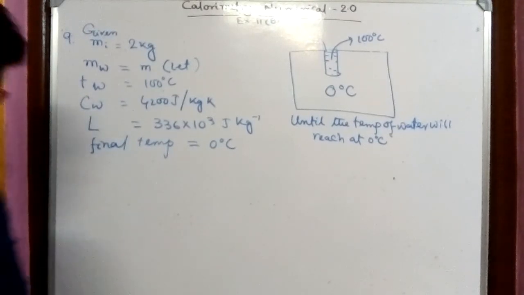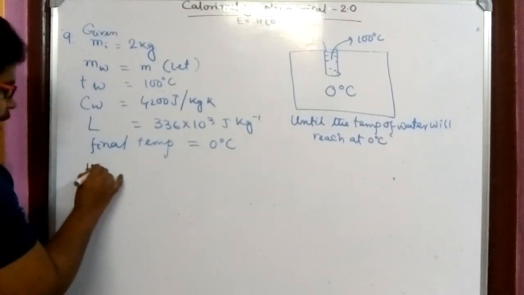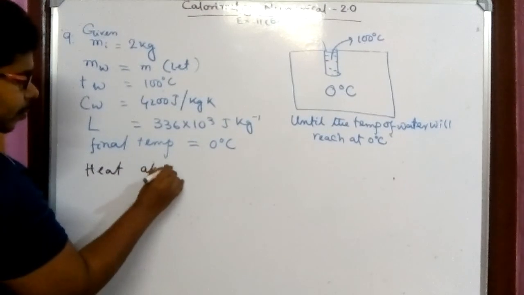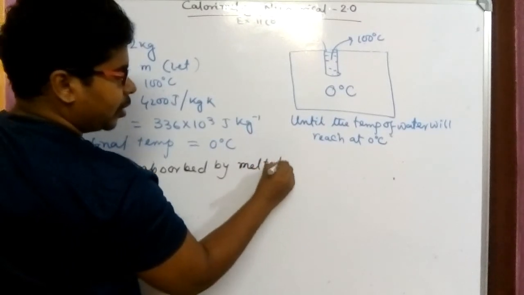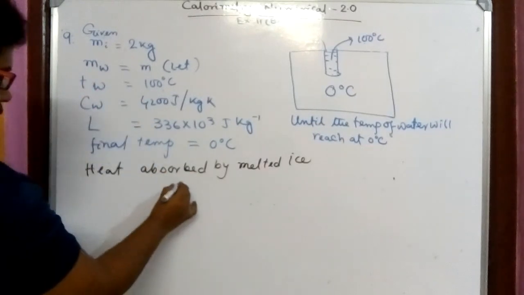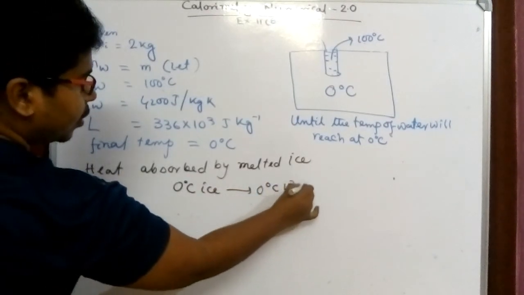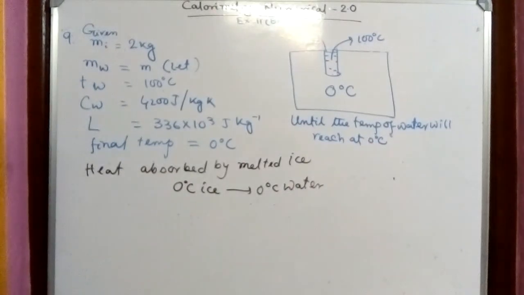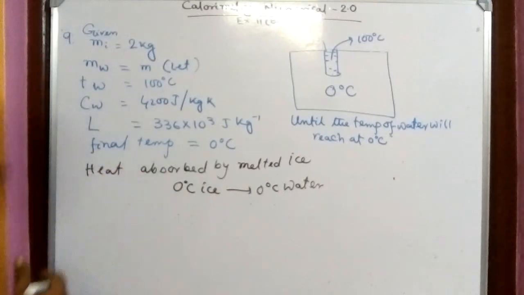Now, coming to the heat absorption and loss. So here we have to find the heat absorbed by melted ice. How much heat is absorbed? If you see the question, it is told that ice melts. Ice melting means going from 0 degree centigrade ice to 0 degree centigrade water. No temperature change occurs, only the state is changed. So how much heat should be absorbed?